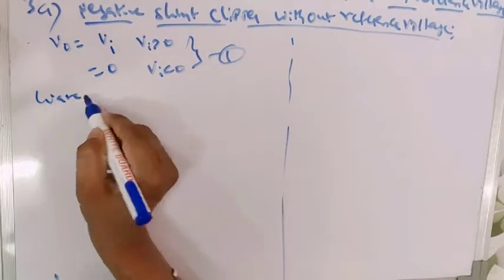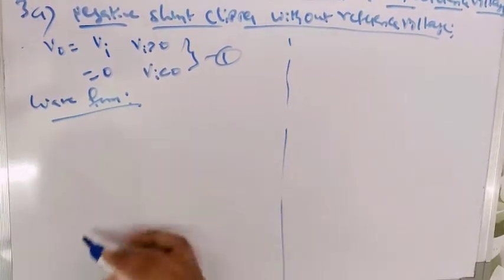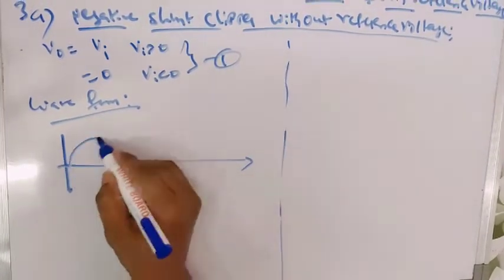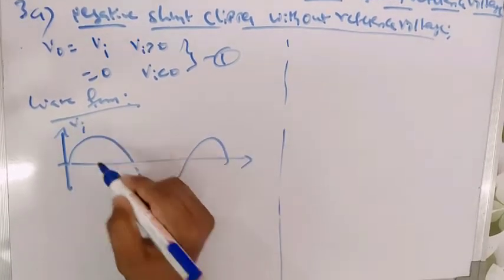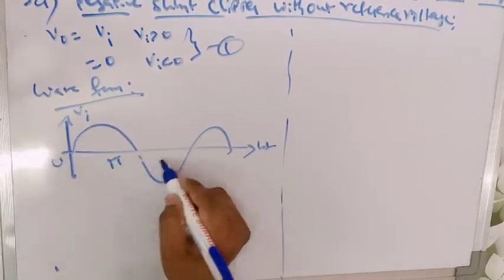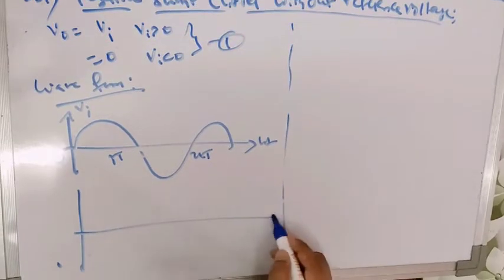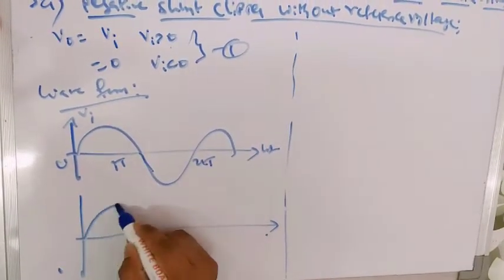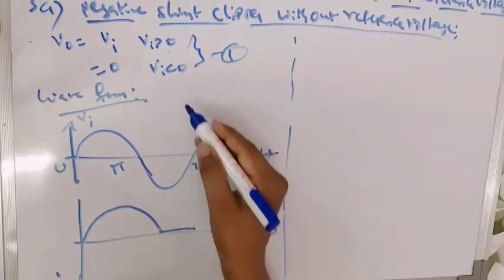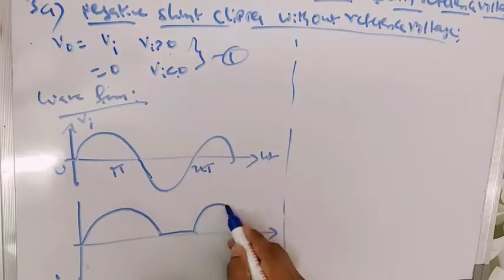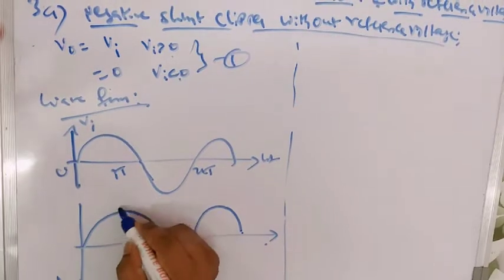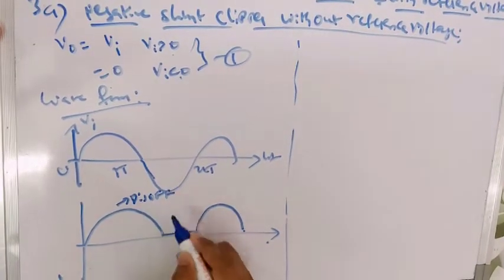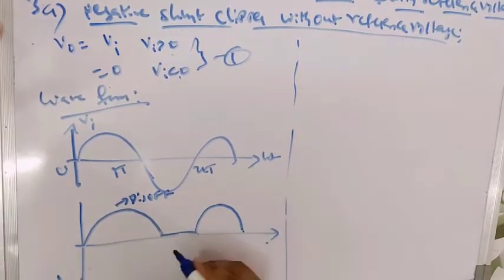Now we'll see the input and output waveforms. This is the input signal we are applying here. For this input signal, what will be the corresponding output? It allows the positive portion, Vi greater than 0, so positive cycles are considered as they are. During the negative cycle, the output will be equal to 0. During the positive cycle, the diode is off and open circuited. That's why V naught is equal to Vi here.